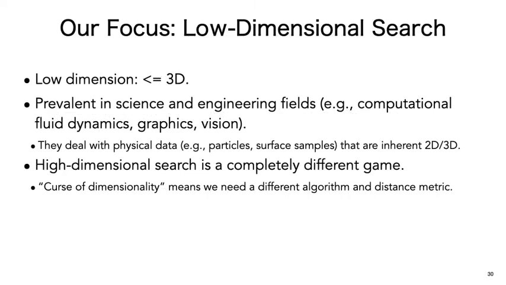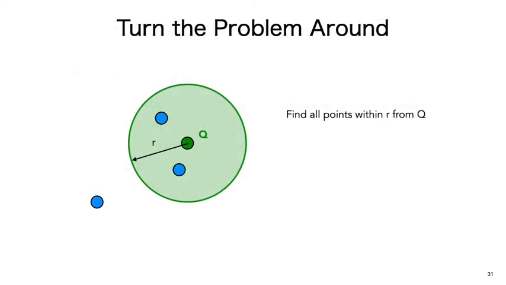And in particular, we're going to focus on low-dimensional search. When I say low-dimensional, I mean no more than 3D. And low-dimensional searches are very prevalent in computational science and engineering fields, such as computational fluid dynamics, graphics, and computer vision. They all manipulate physical data, such as particles and surface samples, that inherently reside in 2D or 3D spaces. High-dimensional searches require very different algorithms because of the curse of dimensionality, and they are out of the scope of our current work.